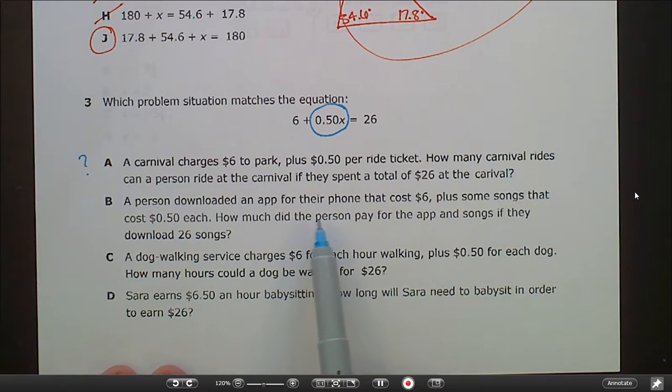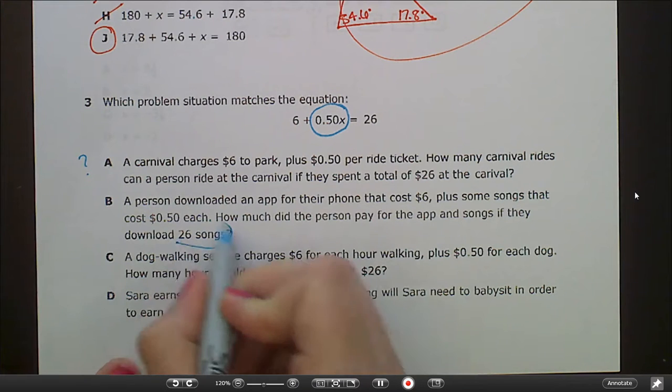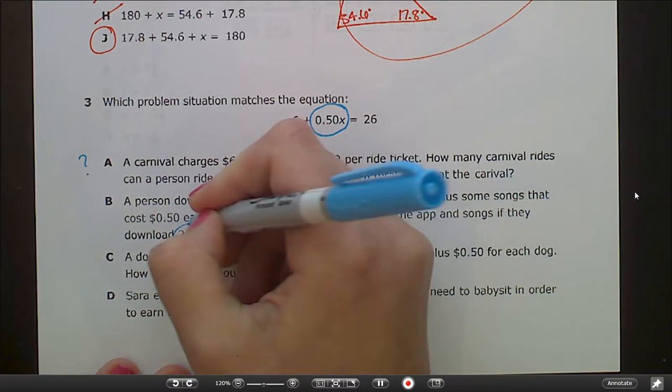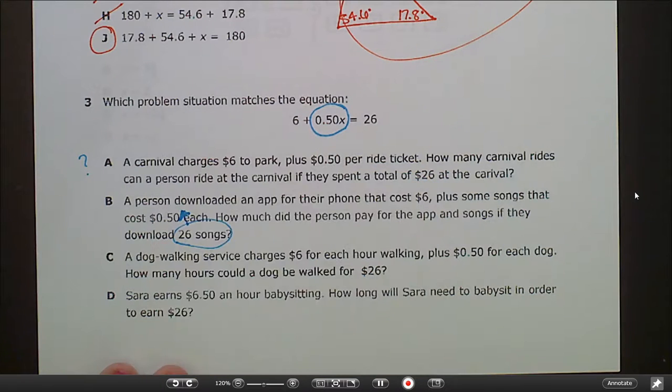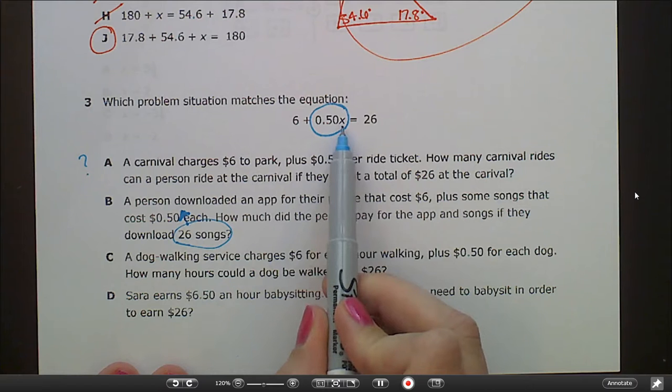Okay, a person downloaded an app that cost $6 plus some songs for 50 cents each. How much did the person pay for the app and the songs if they downloaded 26 songs? Okay, well, yes, we have a 26 in here, but it's saying 26 times that 50 cents. Well, that's not what we want because we don't know how many times we're multiplying 50 cents.